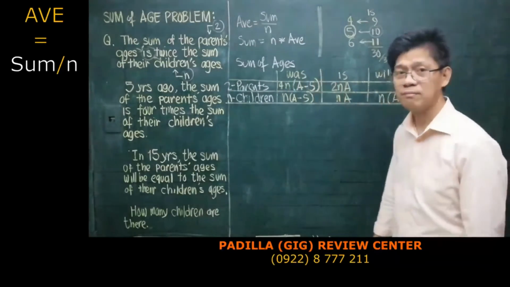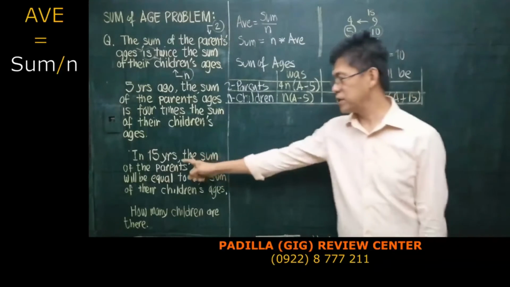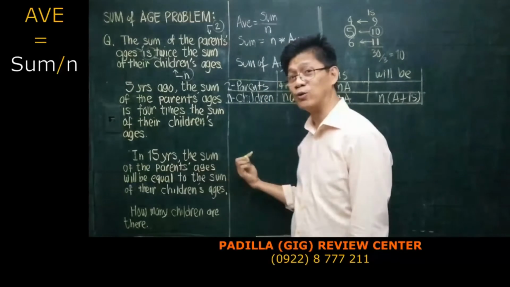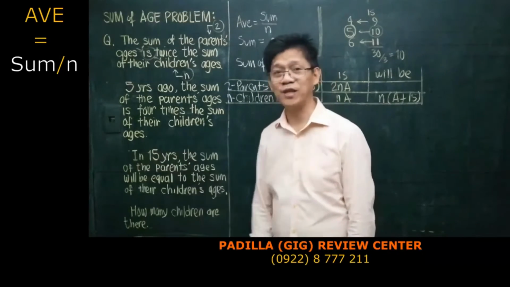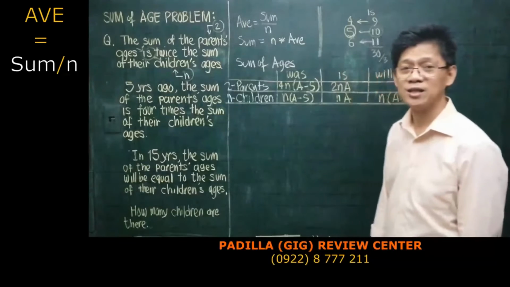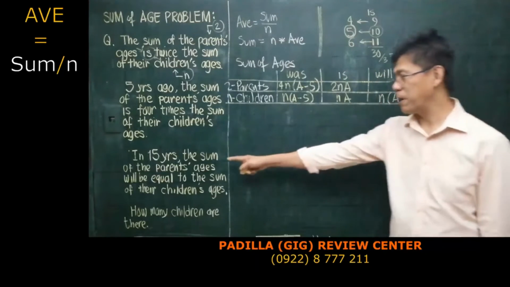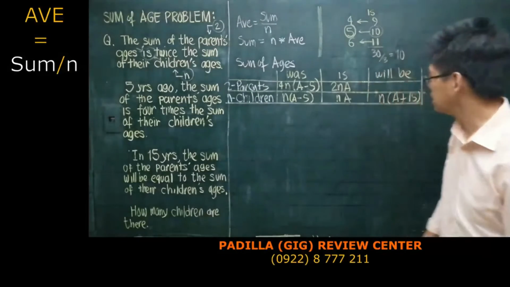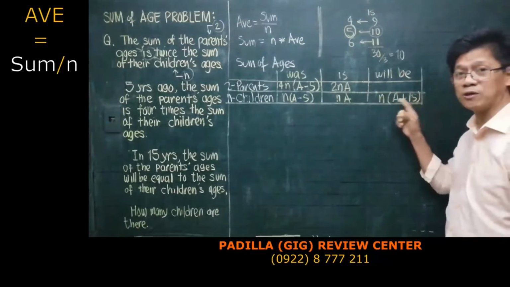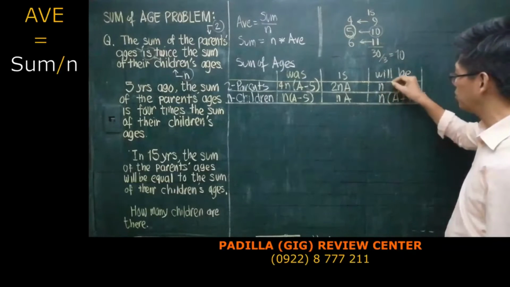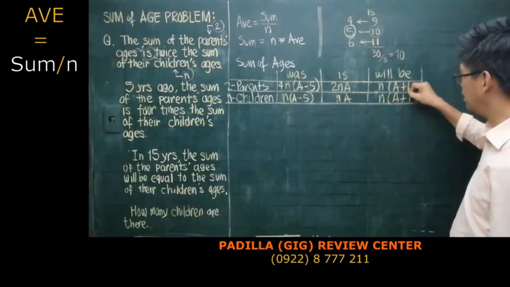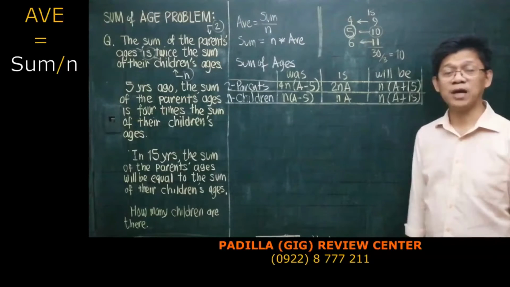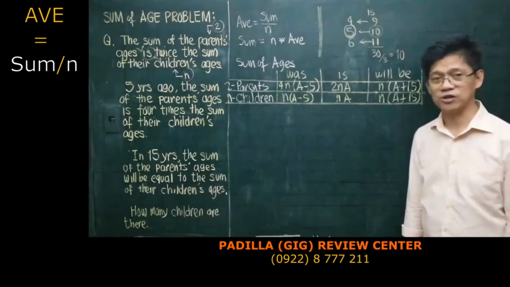minus 5. And in 15 years, the sum of parents' ages, so this is a time condition. So what follows are all happening in 15 years, except otherwise specified. The sum of parents' ages will be equal to the sum of their children's ages. So if this is the sum of children's ages, the sum of parents' ages will be n, a plus 15 also. Let us set up now our key equations.